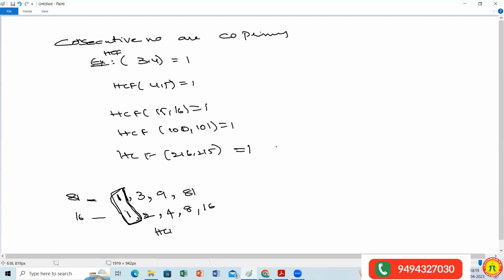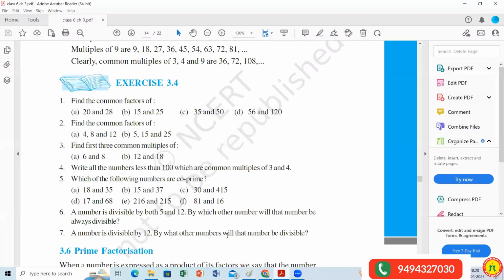Ma'am, the common factor as well as the highest common factor is 1. So can we call 81 and 16 co-primes? Yes, ma'am. Don't confuse co-primes and prime numbers, children. Co-primes are different, prime numbers are different. Now, we'll go to question number 6, please. Advika, read question number 6.